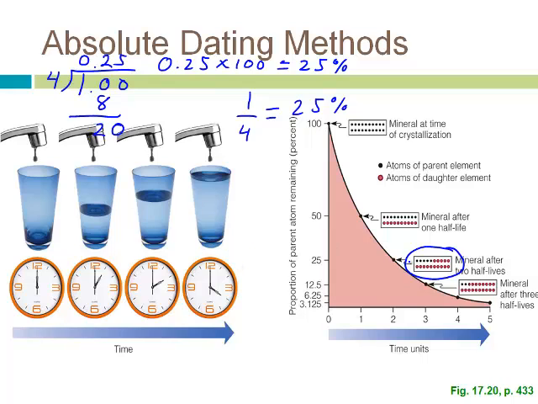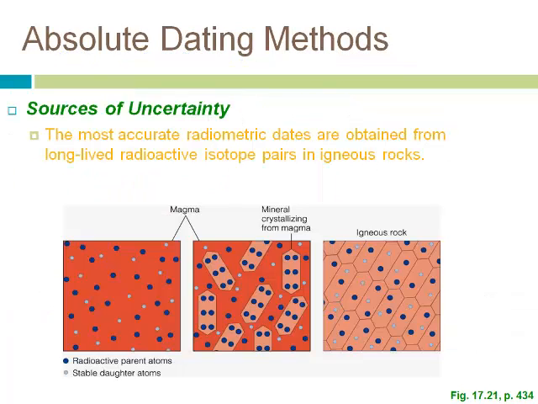But what you're saying is there's 25% left of the original radioactive isotope after 2 half-lives, which means there is 75% of the daughter element that is there, because it can only add up to 100%. Now, because of this, we can get some sources of uncertainty. And the uncertainty comes in for, this is basically how we date rocks.